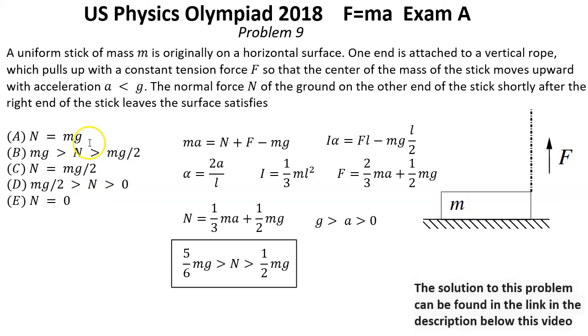If we check answers, we can see that only B can satisfy these limits. So B is the answer for problem 9.